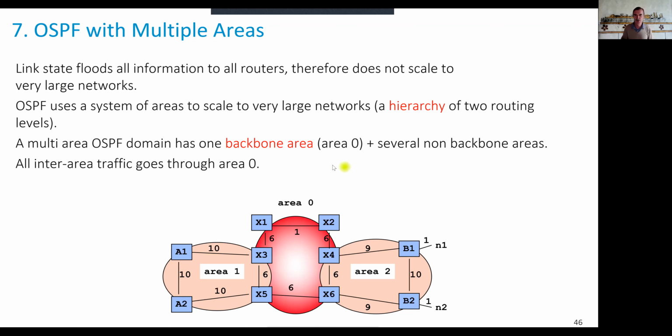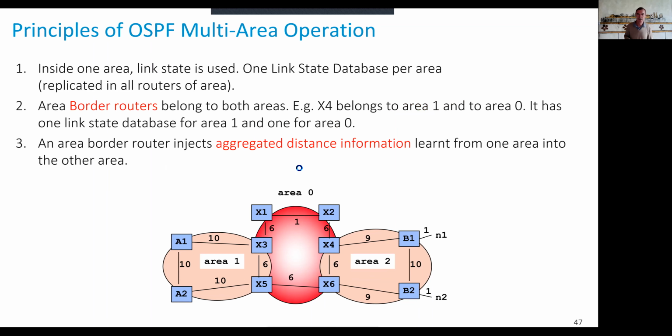OSPF calls area 0 the backbone area. So it's a hierarchical organization with a very primitive hierarchy with only 2 levels. And then the principles are as follows. Inside every area, we use what we said before. We use link state. So there is one link state database per area replicated in all routers in the area.